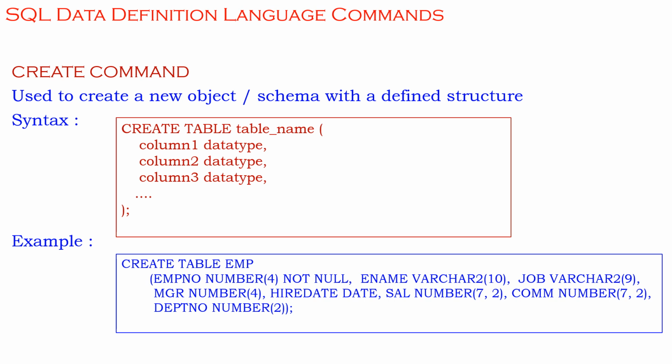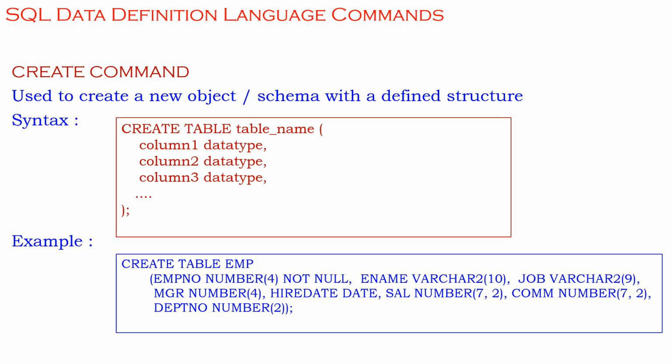You can see this with an example. Here an emp table is being created. Create table emp, where you have these attributes: emp number, ename, job, MGR, hire date, sal, COMM, and department number. Each attribute has a defined data type. The employee number can be defined with the data type number, and you can fix the size or width for the particular employee number attribute.